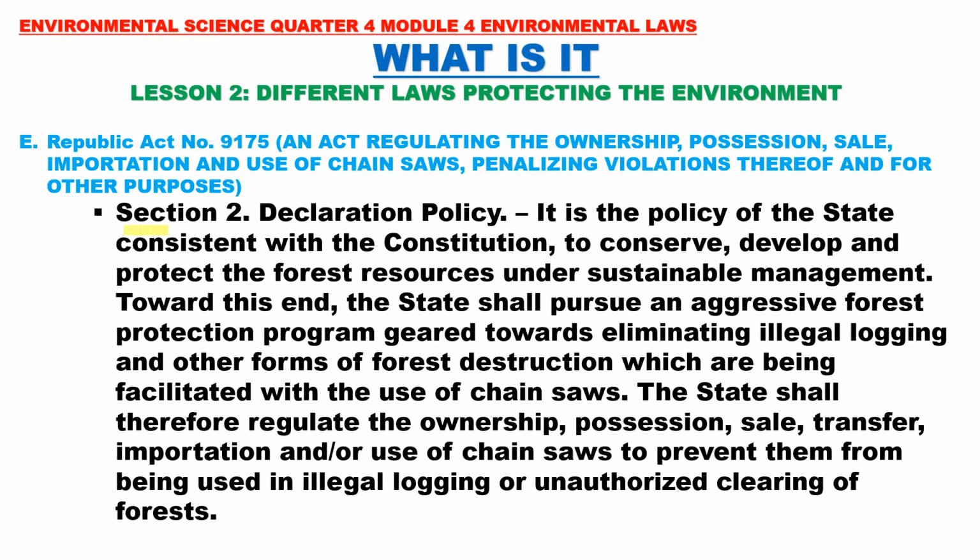Section 2 of RA 9175 gives us the declaration policy. The state shall pursue an aggressive forest protection program geared towards eliminating illegal logging and other forms of forest destruction which are being facilitated with the use of chainsaws. So the state shall therefore regulate the ownership, possession, sale, transfer, importation, and/or use of chainsaws to prevent them from being used in illegal logging or unauthorized clearing of forests.